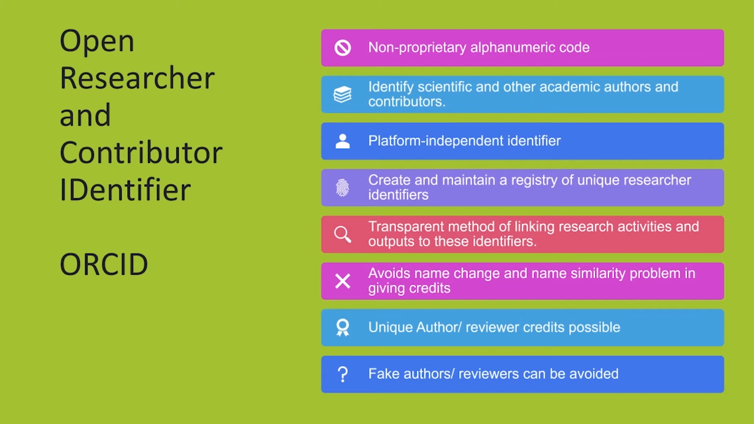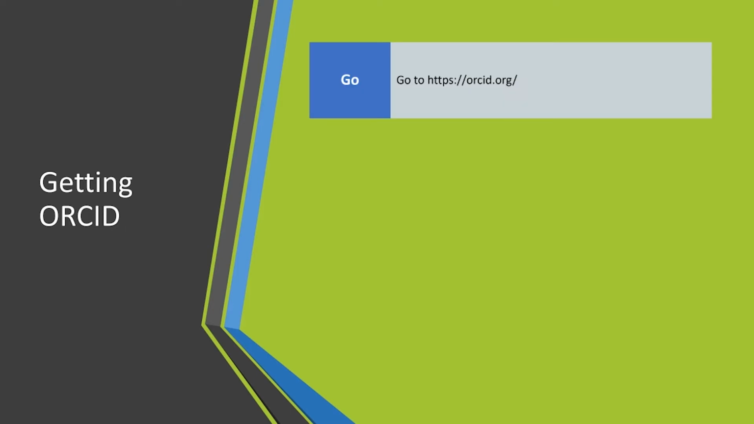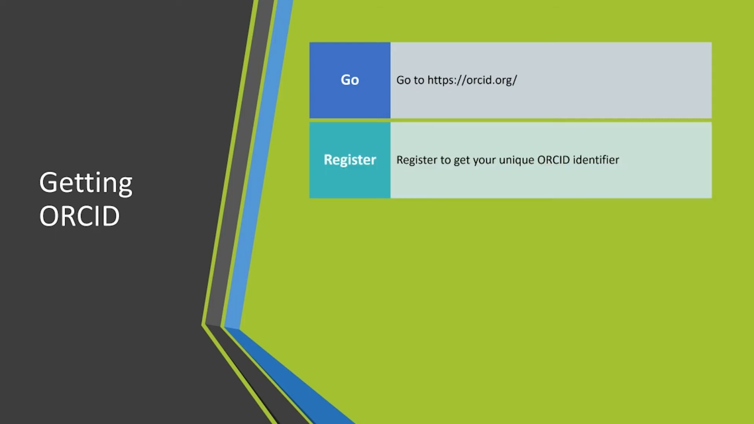So the next advantage, as we discussed, is that fake authors and reviewers can be avoided by using the ORCID. And now let us move to getting an ORCID. The first step is to go to the website, https, the URL orcid.org, and register to get your unique ORCID identifier. Look at the difference: in Scopus you need not register. Your author profile is automatically there if you have published in any journal indexed by Scopus. But for getting the ORCID, you have to register.